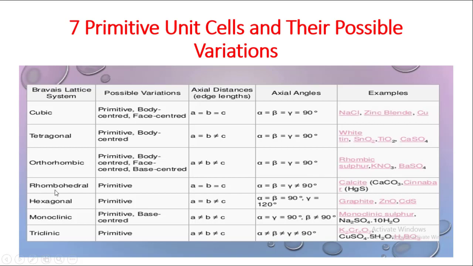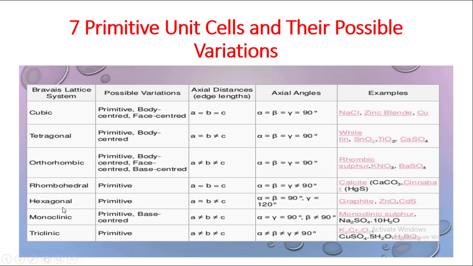Next, coming to rhombohedral, the possible variation is only primitive. Here all the edge lengths are equal, and although the axial angles are equal, they are not equal to 90 degrees. An example is calcite or cinnabar.